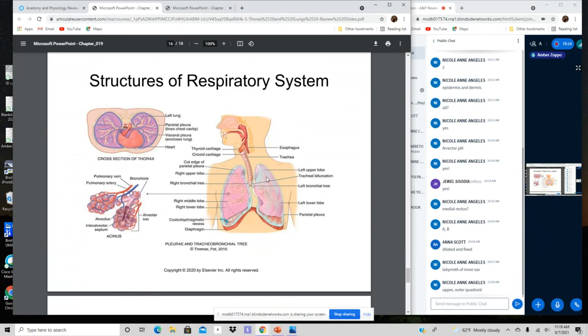Okay? And here's the picture of the alveoli. If gas exchange is impaired at the alveoli, the levels of O2 and CO2 will be affected. A patient may become hypoxemic. Does anyone know what hypoxemic means? You can type it into the chat box. What does hypoxemic mean?